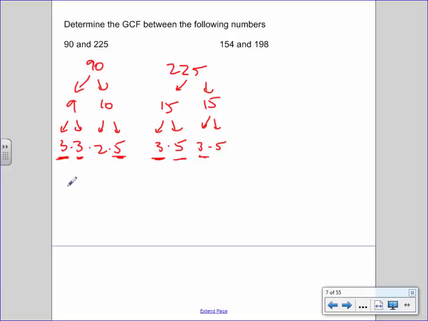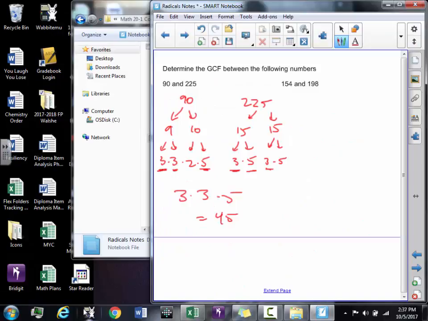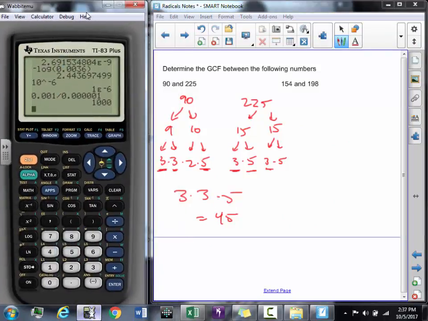So what's in common? They both had at least one 3. They both had at least a second 3. They both had a 5. 3 times 3 times 5 is 45. So here's what that means then. Can 90 divide by 45 and give you a whole number? Yeah, it can. Can 225 divide by 45 and give you a whole number? Yeah, it can. This is the largest number that is a factor of both.